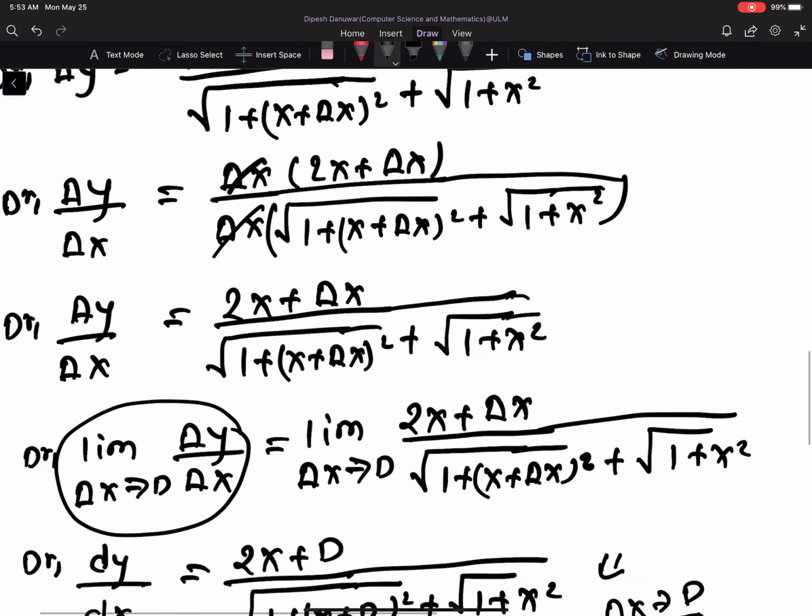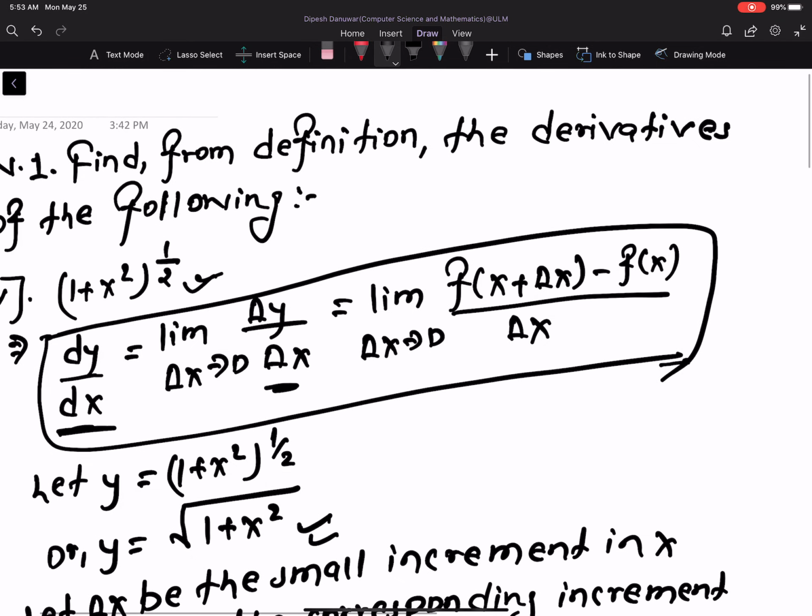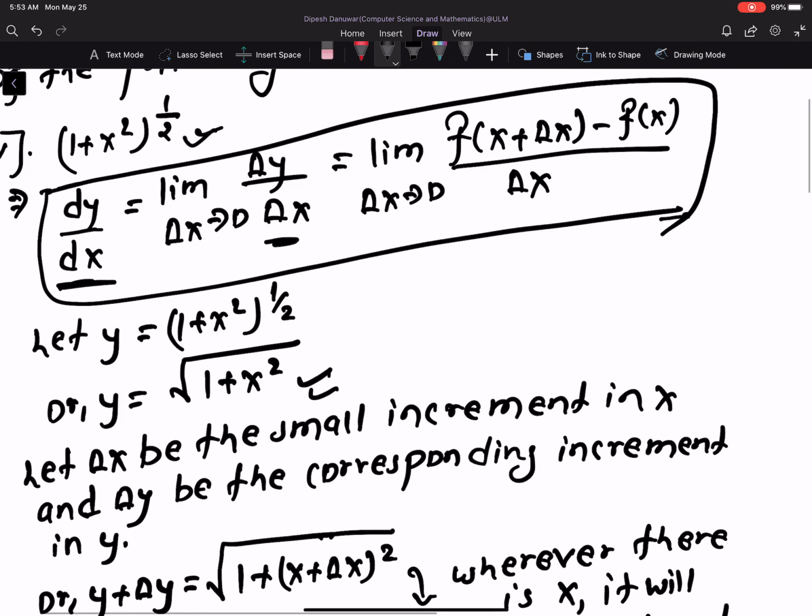So you can either check by using the other methods.